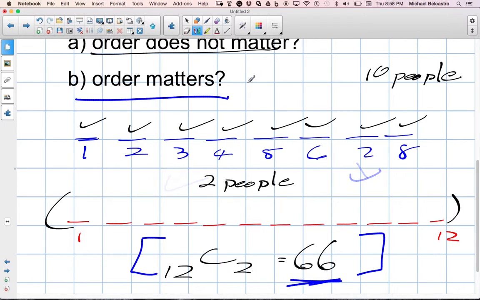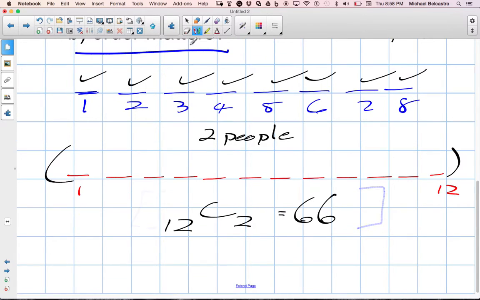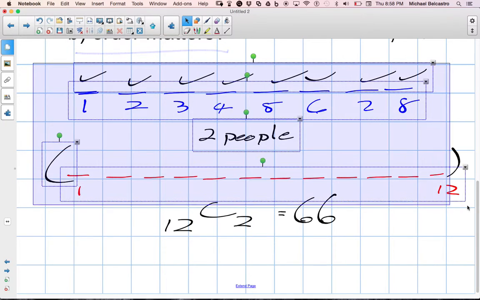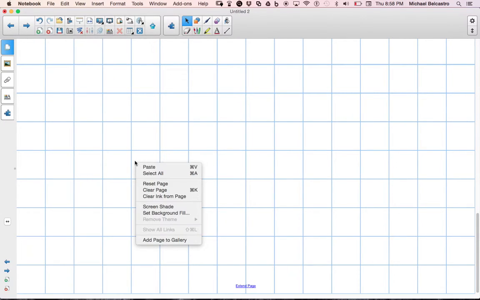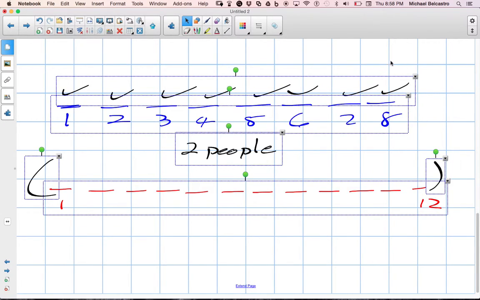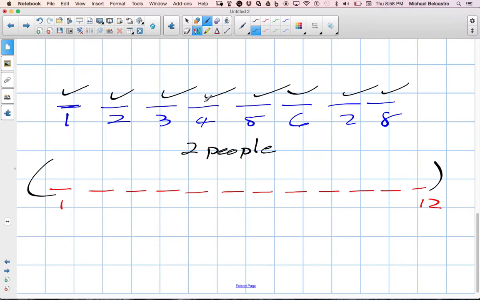Order matters is a very different story. When order matters, let's duplicate this and put it down here. When order matters, what ends up happening is if this is Dave and this is Bob, well, when they change seats, Bob's here and Dave's here, that's an entirely different situation. Or Dave's here and Bob's there, different situation. Or Bob's one of these 2 people, different situation, which was not the case above.